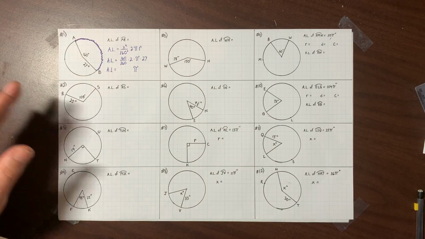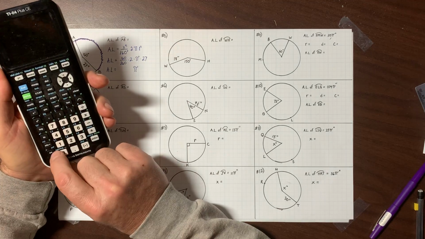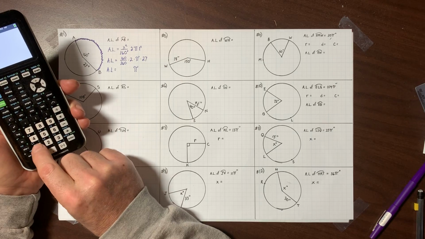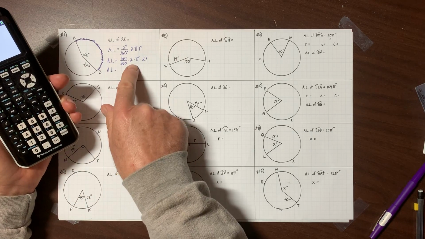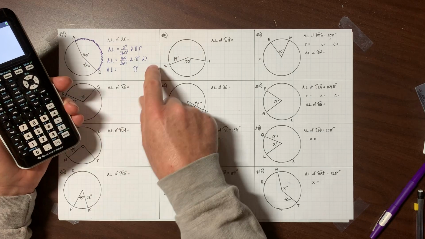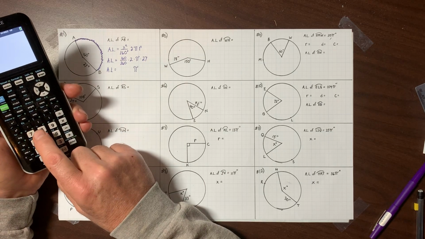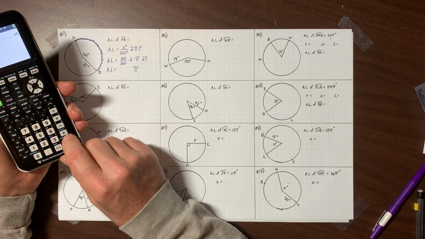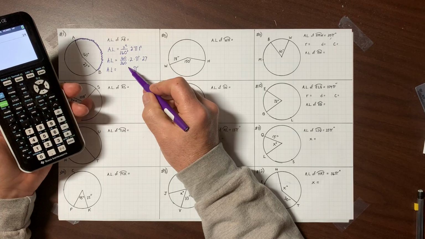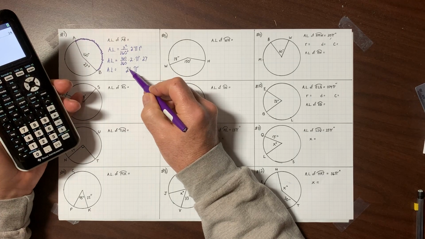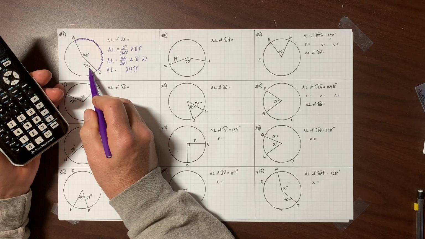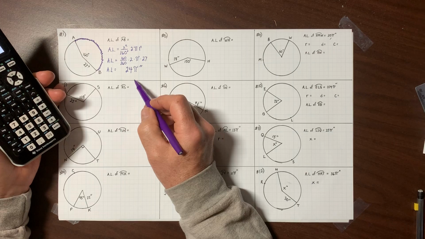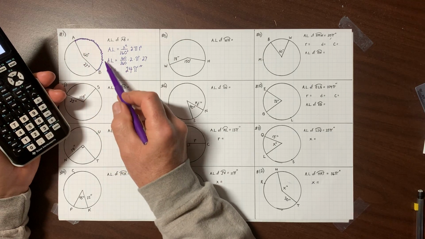So I have my calculator here. And what I'm going to do is I'm going to go into my calculator and I'm going to do this calculation. I'm going to do 160 times 2 times 27 divided by 360. Enter. And I'm coming up with 24. So my answer here to problem number one is 24 pi. And because the units here is inches, it would be 24 pi inches. So that's the distance from A to B.